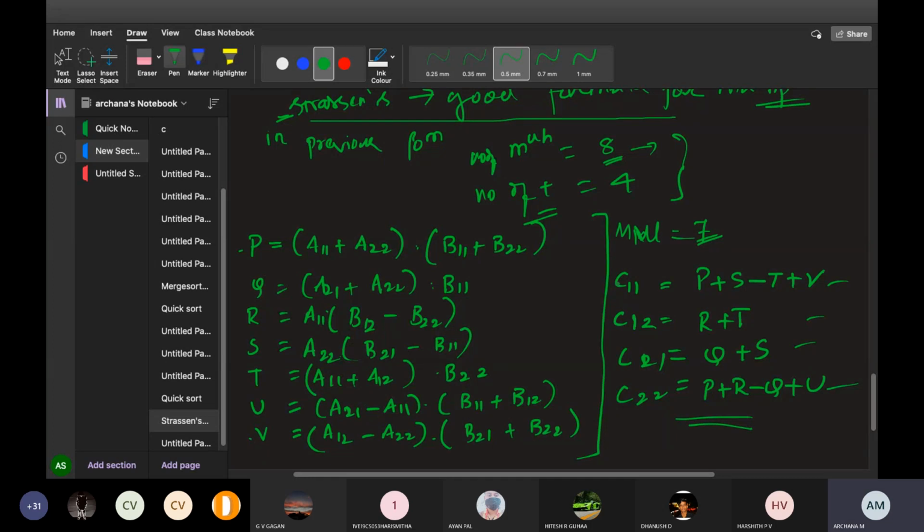So till now we understood whatever I have done. This formula is a very, very important formula for us, from P to V, and then this resultant matrix. Without this, you cannot write the Strassen. There is no algorithm for this. These are only formulas you have to write for Strassen's matrix multiplication. Understood? Do you have any doubts?